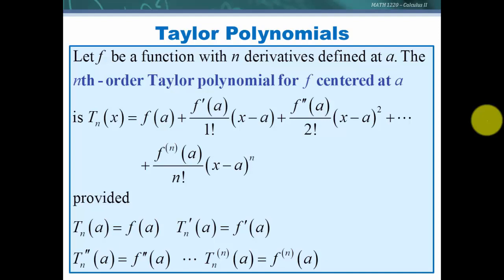So let's look at a Taylor polynomial defined. If we have a function with n derivatives defined at a, the nth order Taylor polynomial for the function centered at a is, instead of using p sub 1, p sub 2 for polynomials, we're going to use T sub 1, 2, 3 for Taylor polynomials. And here is the formula that we essentially derived, and remember that we need to have this polynomial agree with the function at a and agree with the derivatives up to n derivatives of the function at a.